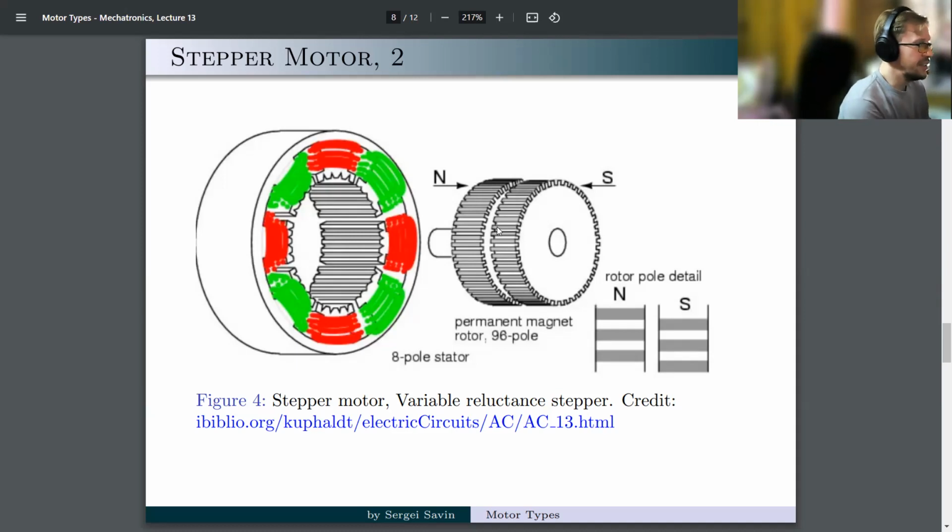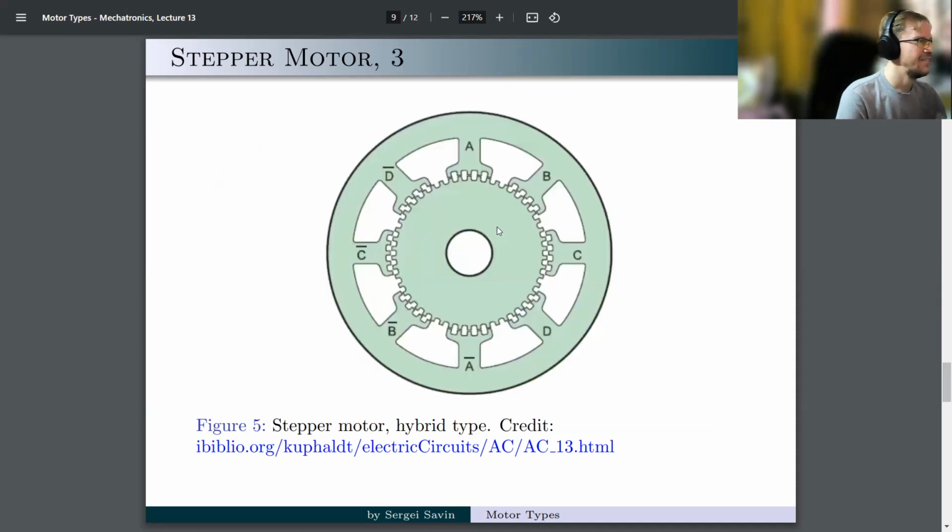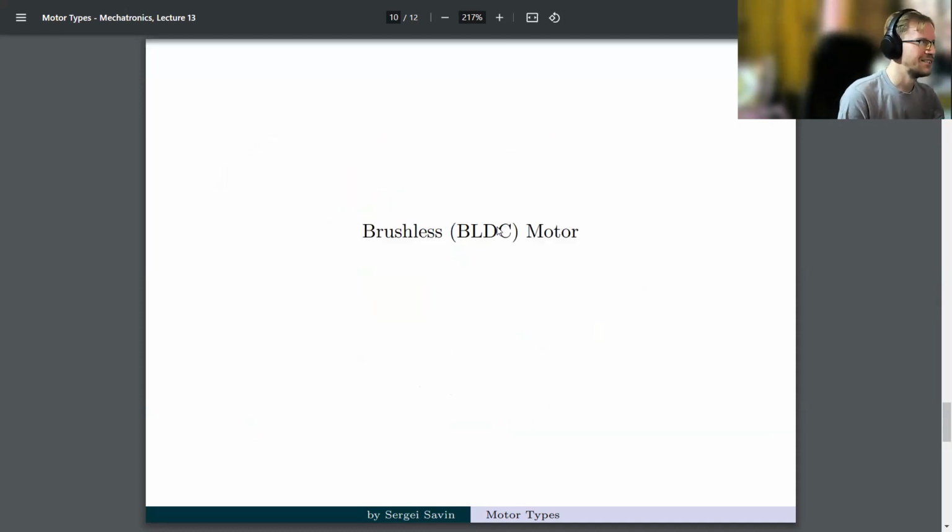Yeah, so they are nice motors to use, but for their specific area of application. You cannot use them instead of AC motors, for example. Specifically, you cannot use them instead of brushless motors, which is the next topic.